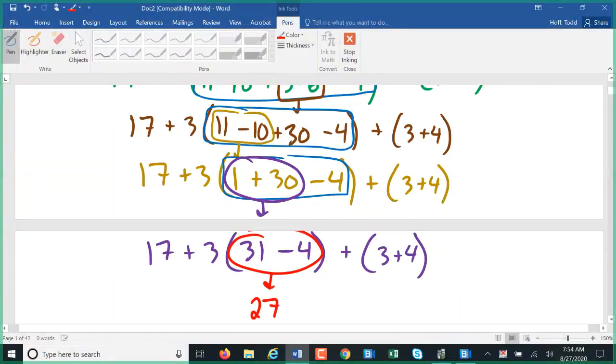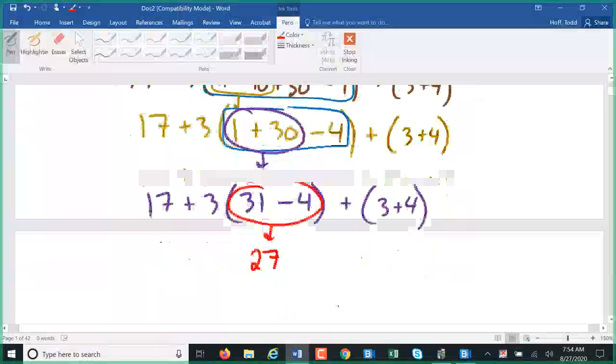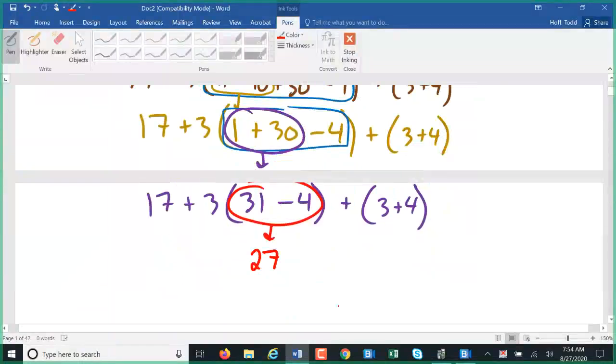Now here I am going to combine a couple of things at once here. That parentheses is down to a single number, so I don't need the parentheses anymore. I have to check to see if that parentheses signifies anything else. And in this case, it does also represent multiplication there. That's 3 multiplying what's in the parentheses. I have to make sure I put that multiplication in there.